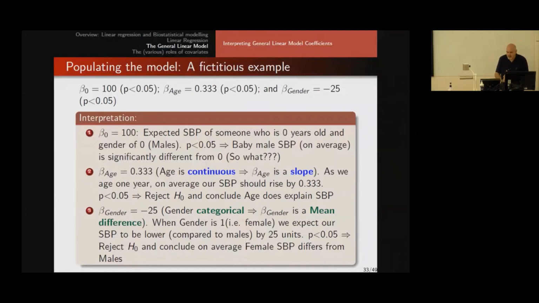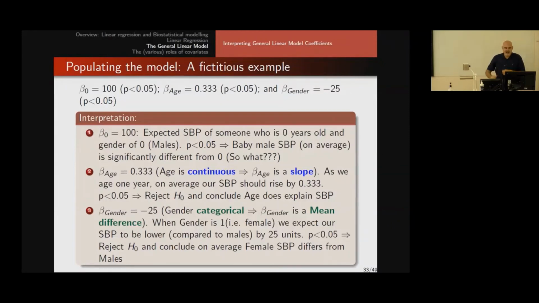Now here's the different one. Beta gender equals -25, so gender is categorical, and you've got to notice the difference. How we interpret things changes a bit. So what that means is beta gender is a mean difference. When gender is 1, you are female, we'd expect our systolic blood pressure to be lower compared to males by 25 units. That's what the -25 means. In other words, if you've got a value for 1 for gender, then you go down 25 points in your systolic blood pressure.